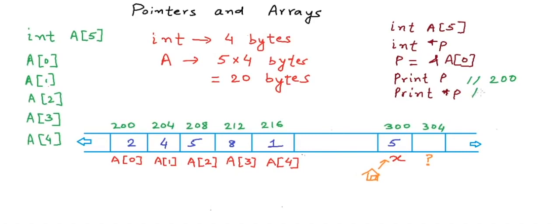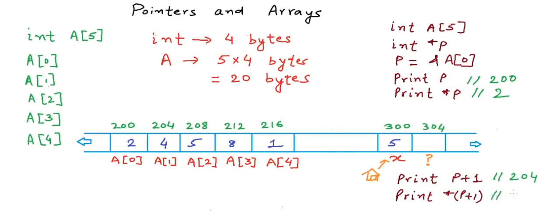So asterisk p would be 2. Now if I want to print p plus 1, then the address would be 204, and if I dereference p plus 1 and try to print this value, then it will be 4. And similarly, if we wanted the third element in the array, we could do a p plus 2 here. So using pointer arithmetic makes sense in the case of arrays, because we know what is in the adjacent location.